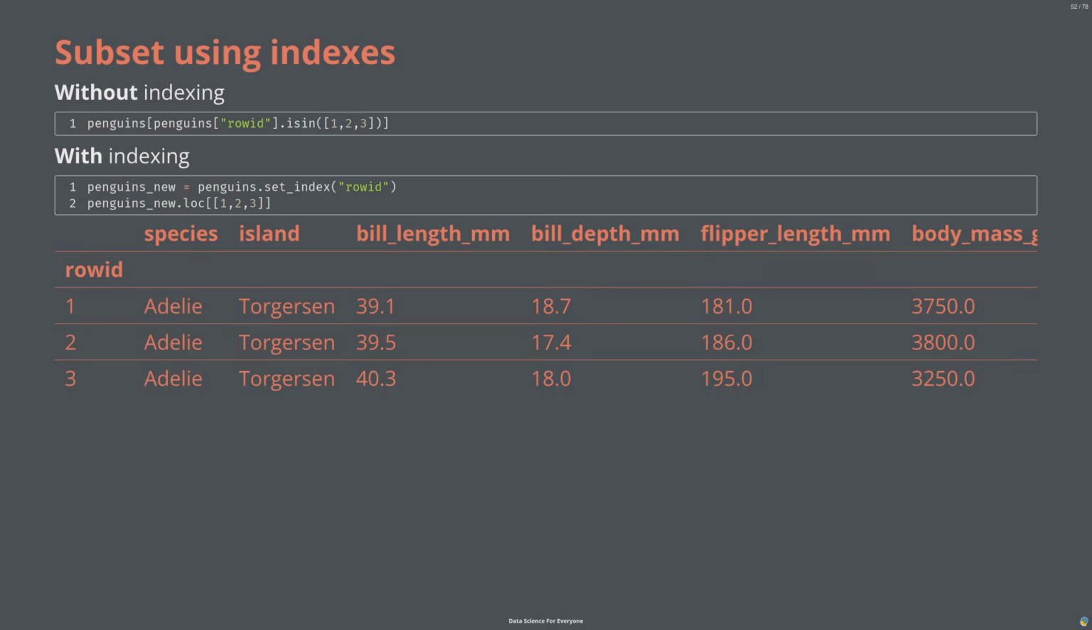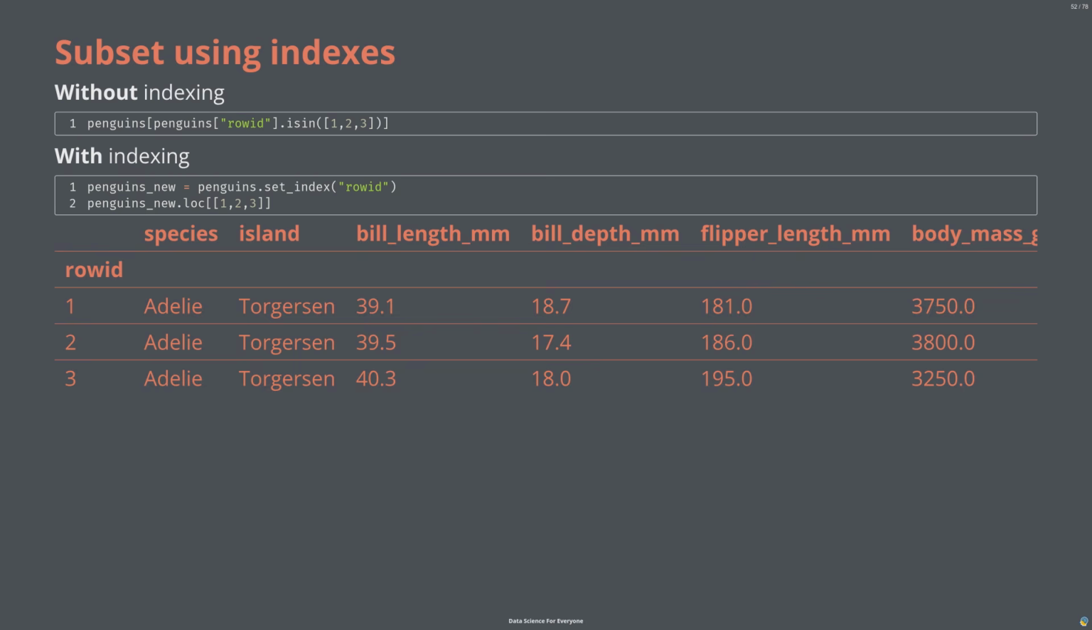So why even bother using indexes? Well, they actually make your code a lot cleaner, especially when you are trying to filter data. Let's say you want to pull out row IDs 1 to 3. Without using index, the code can get a bit messy for something that seems so simple. But if you have already set the row IDs as index, it's way easier. You can just use the loc method and pass in the IDs you're looking for. That's it, much more straightforward.